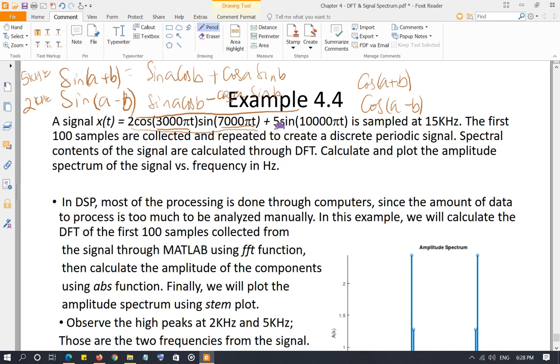And the second part of this signal is 5 sine 10,000 pi t. What is the frequency from this component? Again, 5000. That means in your spectrum you are expecting components at 5000, this component and this component, and you have one component at 2000. So this is what you're expecting when you draw the spectrum.